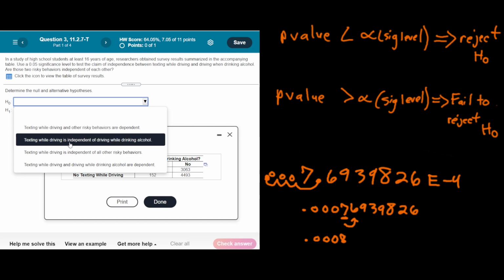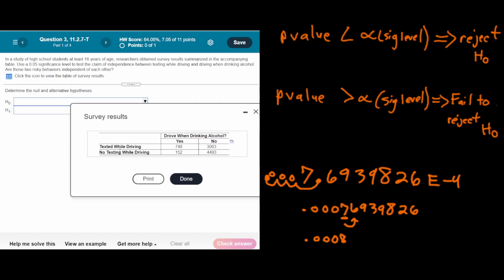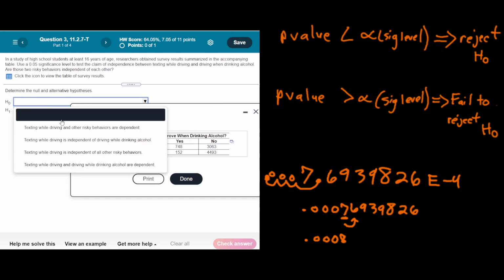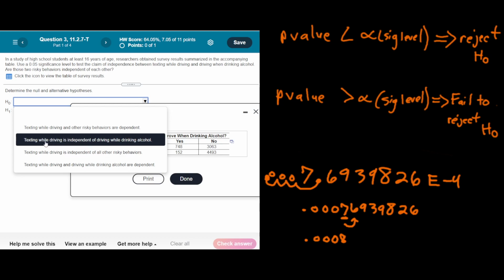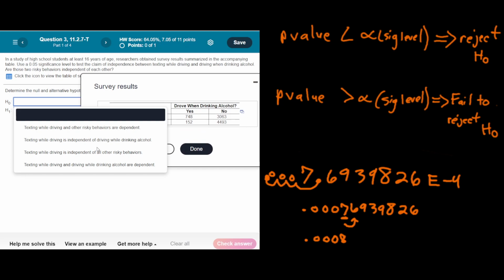So this says texting while driving is independent of driving while drinking alcohol. Well, let's see what they have here. We have texting while driving and not texting while driving. That's the row category, whether they're texting or not. The column category, which goes up and down, is whether or not they were driving while drinking alcohol. So let's find the one that closely resembles that. Yeah, it's definitely this one. Texting while driving, so that's this portion, texting while driving or not. Or drinking alcohol, right? So that's what we're going to choose.